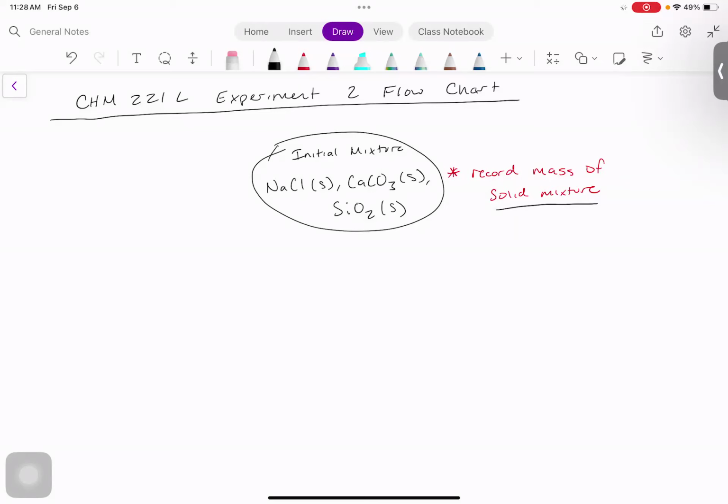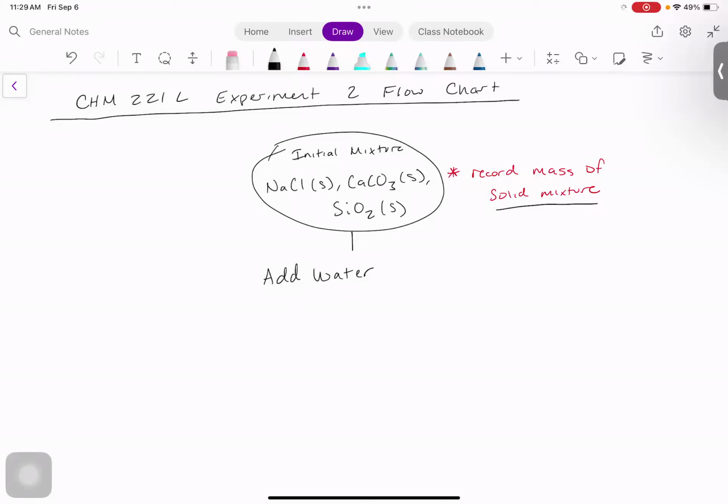And so in order to separate the components of the mixture, I'm going to go through my procedure and see what steps I'm performing. The first step that I see is that I'm adding water. So I'm adding water to the mixture. And I want to make a note of what happens when I do that. And so how do we know what happens to each of the components of the mixture? Well, you're going to use that table of physical properties that you prepared by watching the video to see what happens when you add water to sodium chloride, what happens when you add water to calcium carbonate, and what happens when you add water to silicon dioxide.